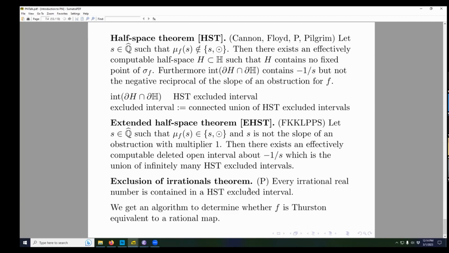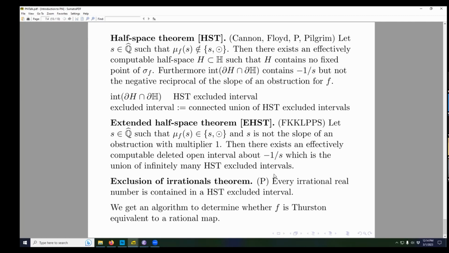Taken together, these three results give us an algorithm for determining whether F is Thurston equivalent to a rational map. Here's the algorithm. Enumerate the extended rational numbers. So we have a list of extended rational numbers, and we go down our list and evaluate the slope function at them. The slope function computation is very efficient, and as a byproduct, it determines whether or not the slope is the slope of an obstruction. So we go down our list of extended rational numbers. If there is an obstruction, then we will find it after finitely many steps.